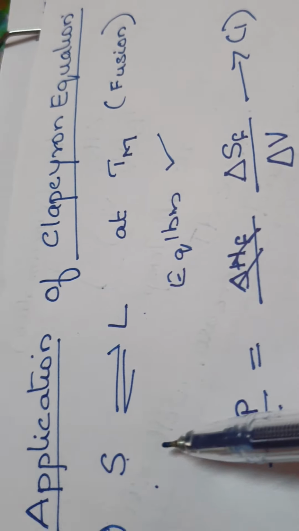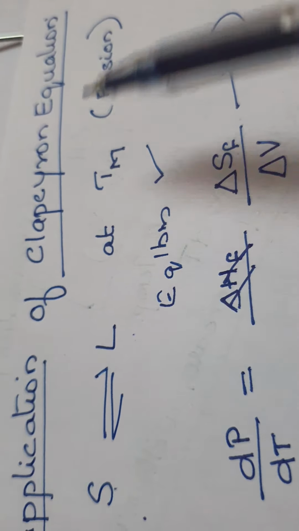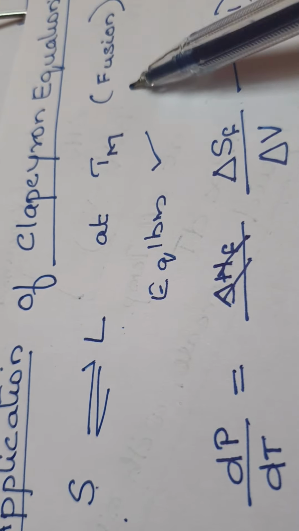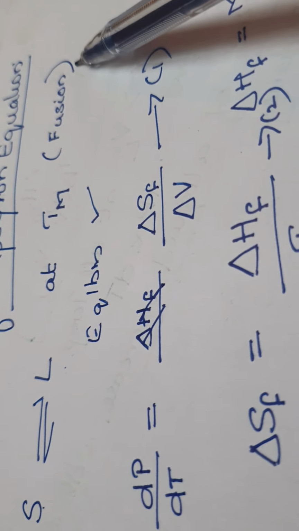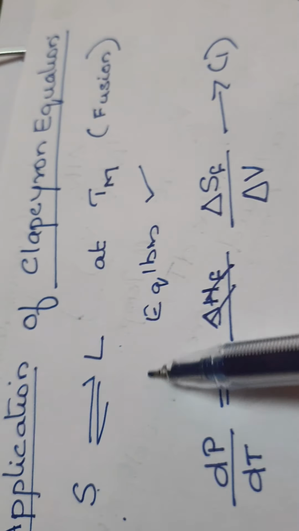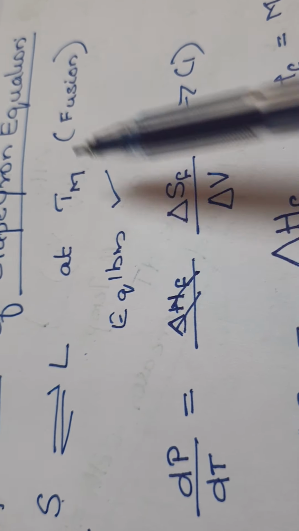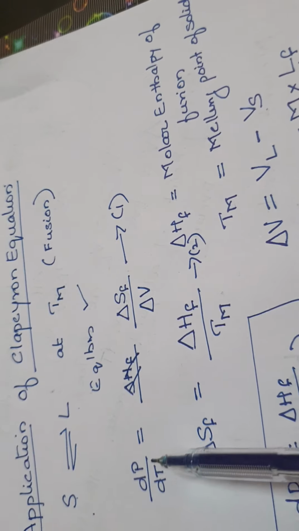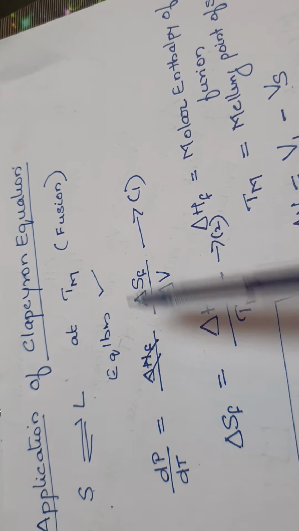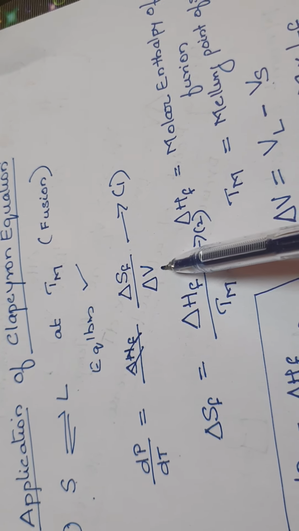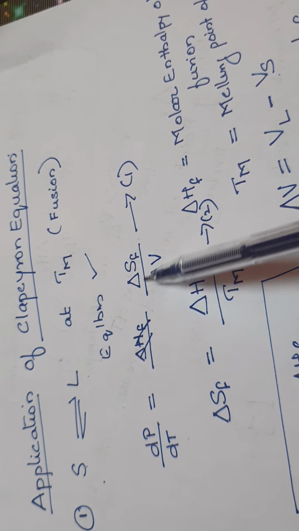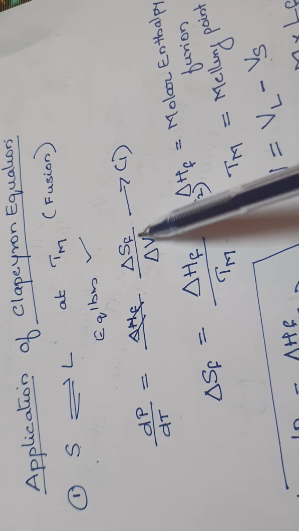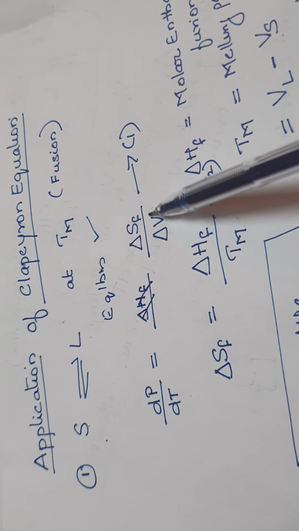One such equilibrium is solid to liquid equilibrium, and this happens at the melting point of the solid, and that process we call fusion. So one of the conditions is it should be at equilibrium, and that takes place at a temperature which we call melting point. Then Clapeyron equation is dP/dT = ΔS_F/ΔV. That is entropy change during the fusion of the solid divided by the volume change happening during that process.